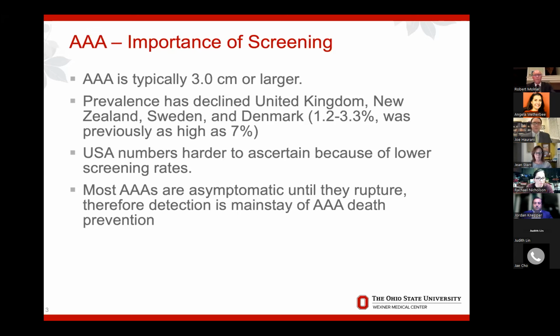Unfortunately, in the United States, we lag a little bit behind this, and we have a much harder time ascertaining the actual prevalence rates because our screening rates aren't as robust as in other countries. Most aortic aneurysms are asymptomatic until they rupture, so we can't overemphasize the importance of screening to prevent the main outcome we care about in aortic aneurysms, which is death.